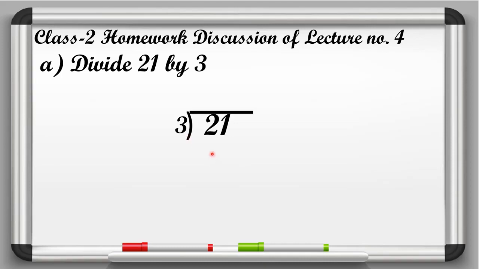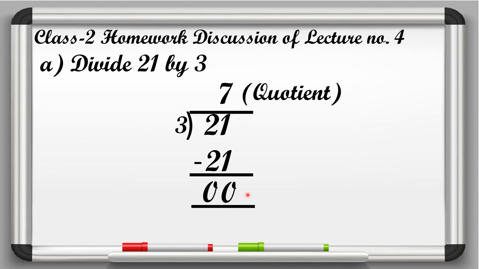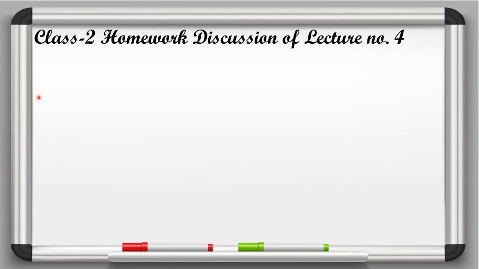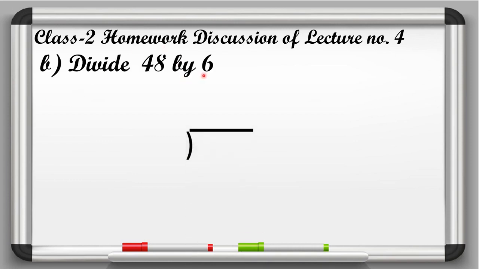So we will write 21 below 21, and 7 at the quotient place. Now put the sign of minus. 1 minus 1 is equal to 0, and 2 minus 2 is also equal to 0. So here 7 is the quotient, and 0 is the remainder. So here we will write remainder, and our answer is Q7 and R0.